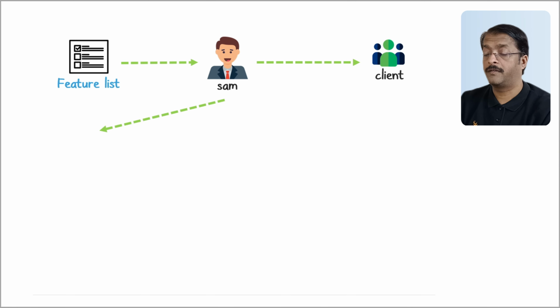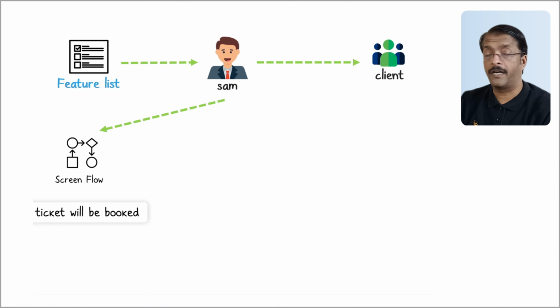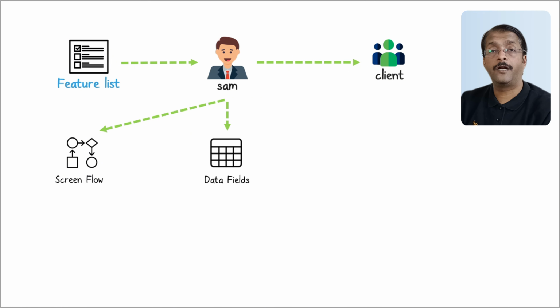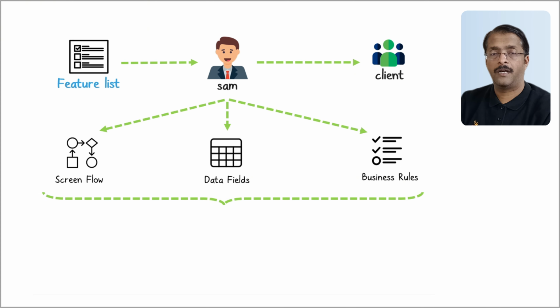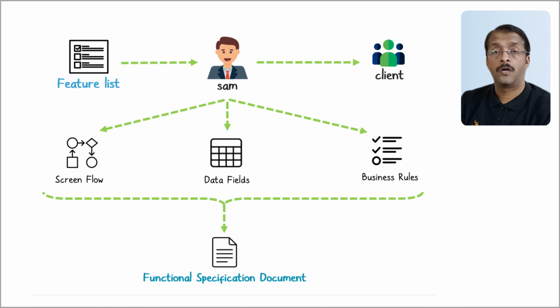He will understand the user journey, like how the ticket is booked, then what data needs to be captured, like source, destination, date of the flight, and then he will check all the business rules and conditions which need to be applied. Once Sam has gathered and understood all the requirements, he will start documenting the data in a proper format. We call this document a functional specification document.